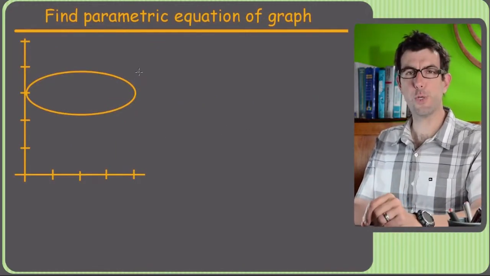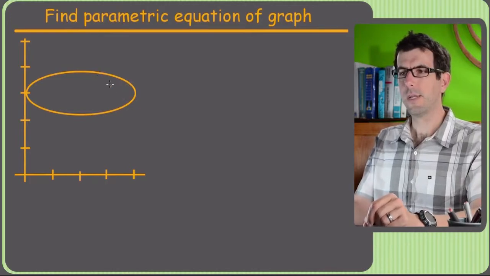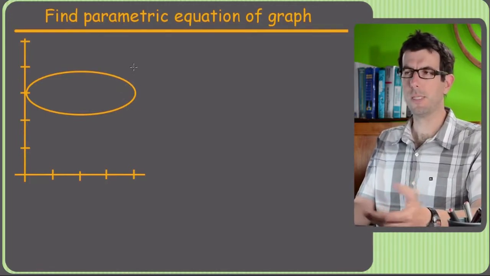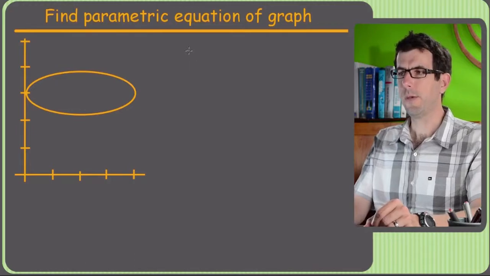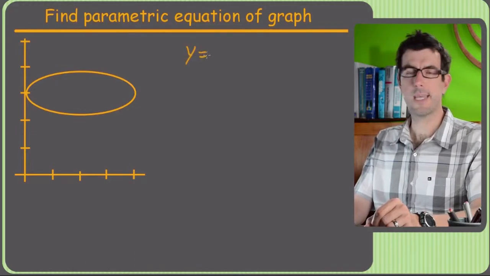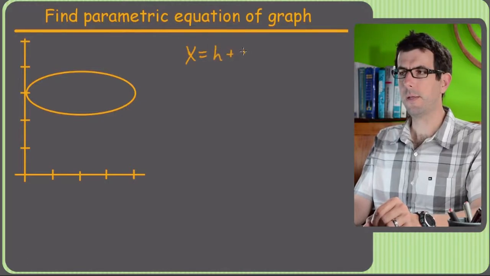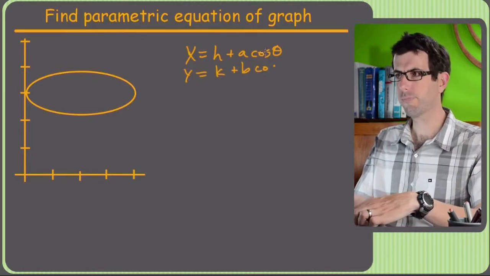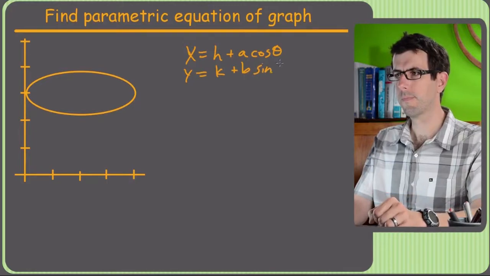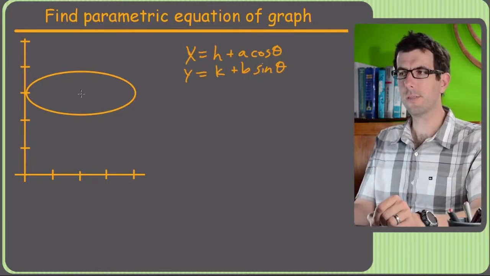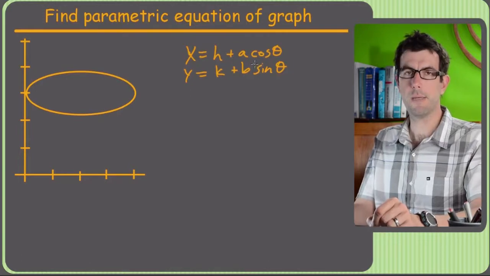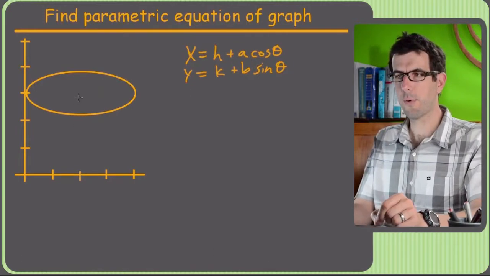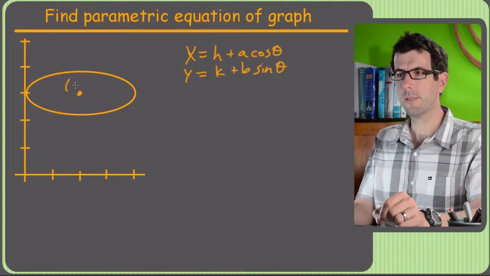Alright, here's a slightly dicier one, looks kind of crazy. Here's a graph, it's obviously an ellipse, and they want us to find a parametric equation. First, in case we don't remember it, x is going to be h plus a cosine theta, and y is going to be k plus b sine theta. So the question is, what's h and k, and what's a and b? First, let's figure out the center. Looks like it's at the point (2, 3).